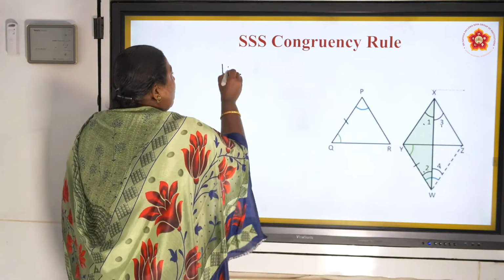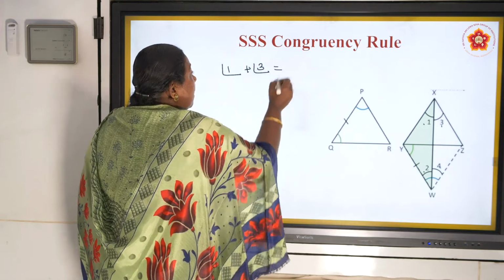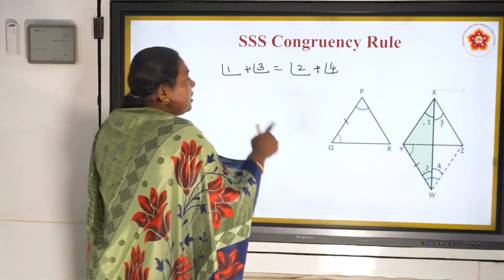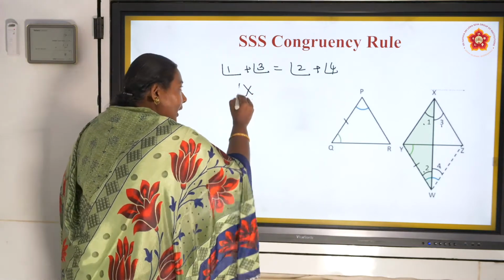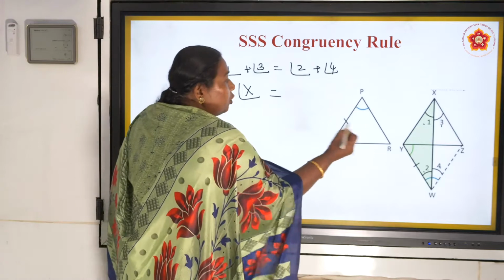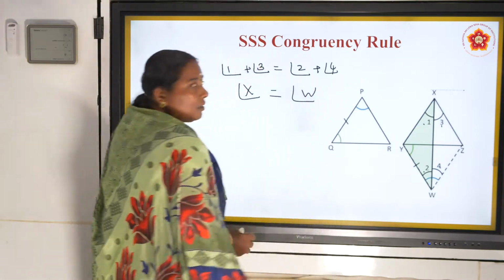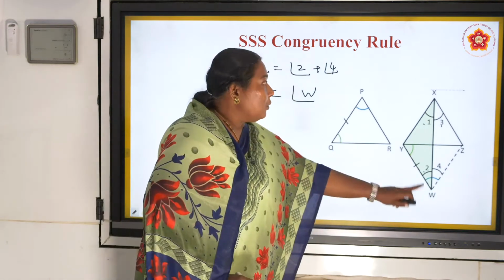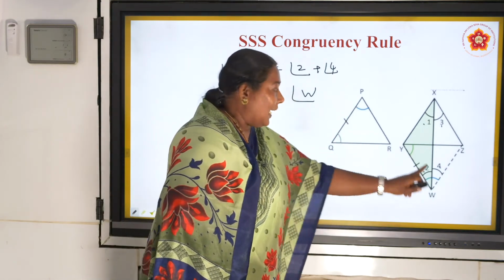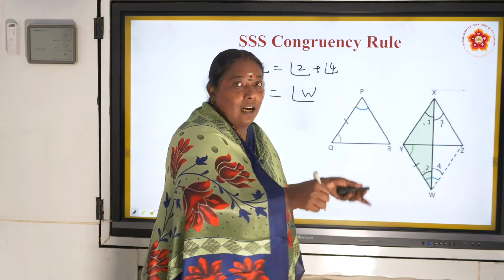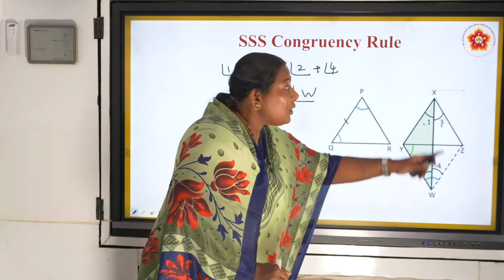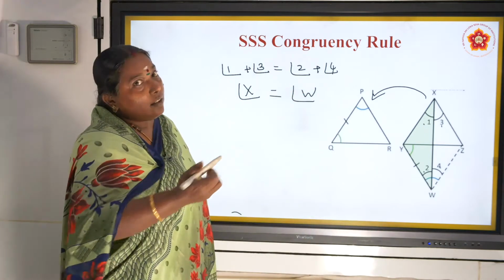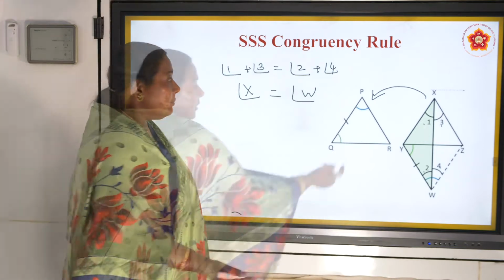If I add 1 plus 3, who I can compare? 2 plus 4. So this 1 plus 3 reaches where? X, and 2 plus 4 reaches where? W. Right? Just now before I have proved that angle W is equal to angle P. Okay? Angle W is equal to angle P. Now I am telling angle W is equal to angle X. That means angle X is equal to angle P. Right? Now I have reached my destination.